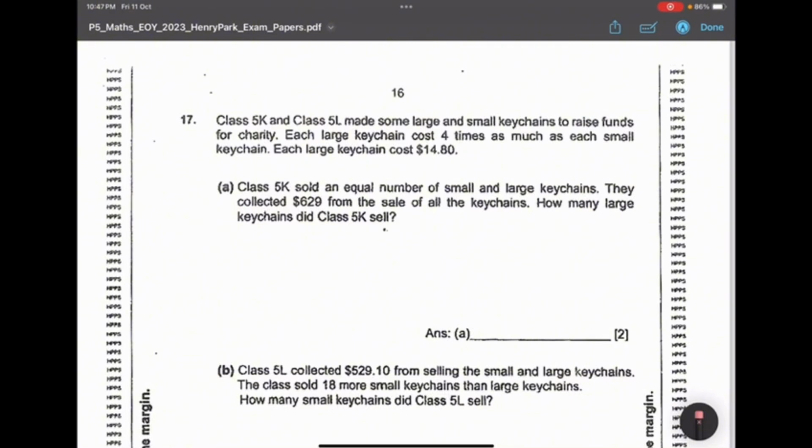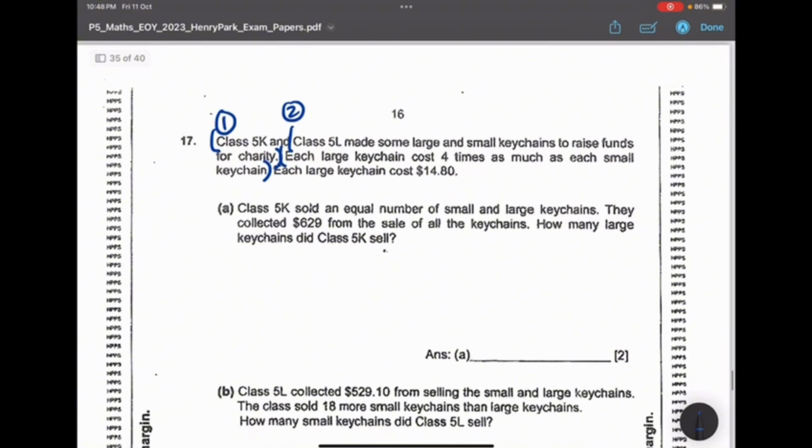Class 5K and class 5L made some large and small keychains to raise funds for charity. What does this sentence tell us? All we know is that there are large and small keychains. So there are 2 types. Sentence number 2 says each large keychain costs 4 times as much as each small keychain. Looking at this, I know that there are multiples involved in this question. So the concept of multiples, whenever we are faced with this, what we want to do is to draw a model.